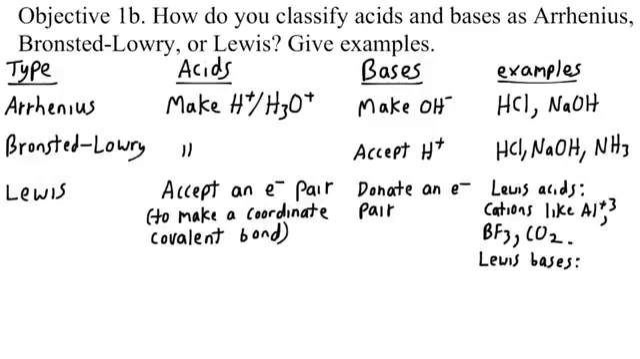Some examples of Lewis bases: hydroxide, cyanide, acetate, NH3, H2O, things that have electron pairs. So these ones obviously do because they have a negative charge. NH3 has a pair of electrons on the N if you draw the Lewis structure. H2O has two pairs of electrons on the O if you draw the Lewis structure. So those are just the most common Lewis bases.